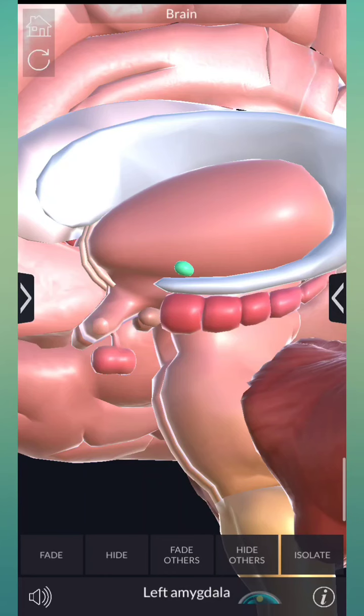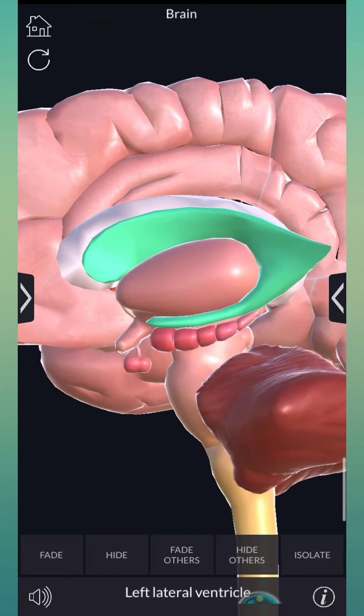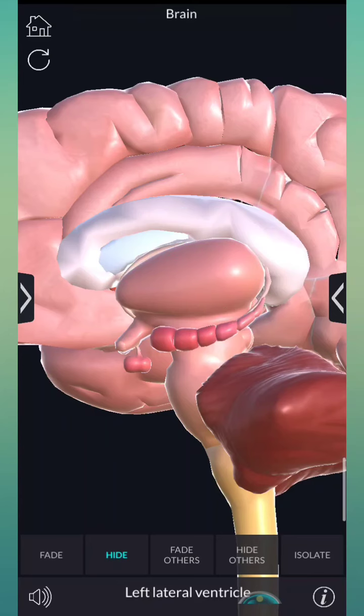It is responsible for processing strong emotions such as fear, pleasure, or anger. It sends signals to the cerebral cortex for control of consciousness. So we can hide this part, and the next one is lateral ventricle. Lateral ventricle, I explained before. Lateral ventricle contains CSF.